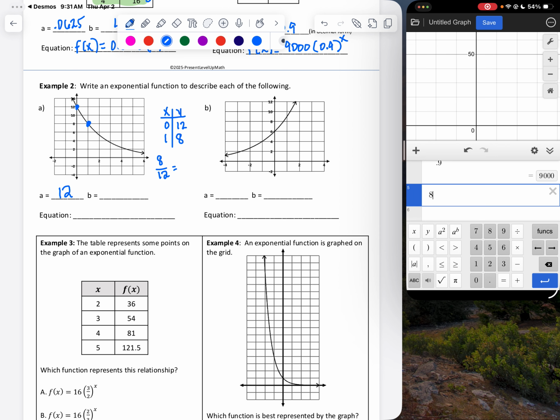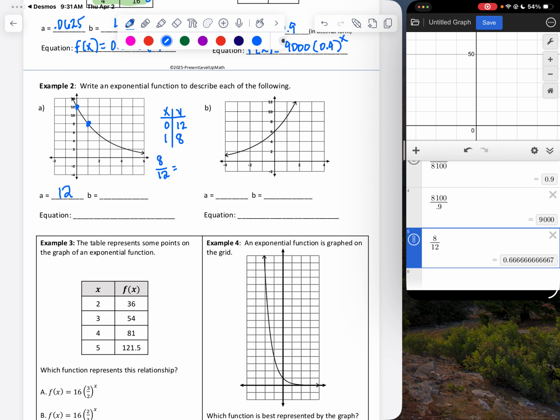So if we want our common ratio, we would simply take the 8 and divide it by 12. So put that in your calculator. And you want it in fraction form. We don't want to round anything. So our common ratio is 2/3. So my function rule would be f of x equals 12 times 2/3 to the x power.